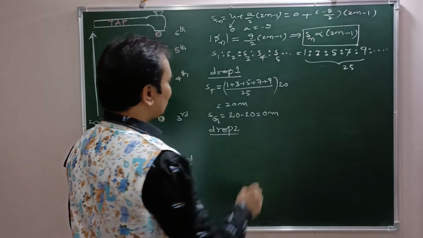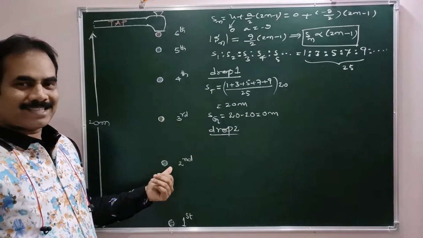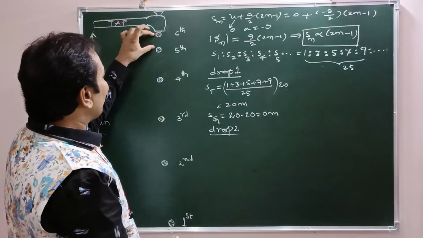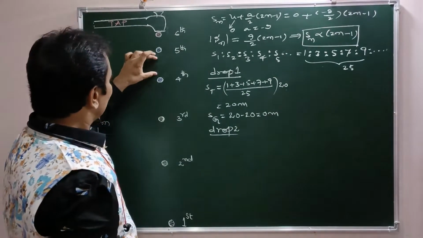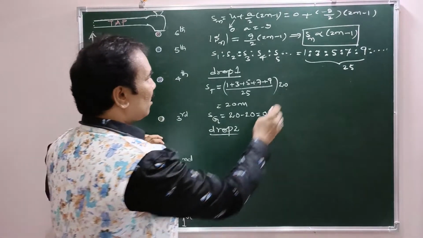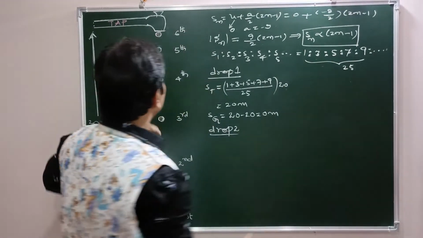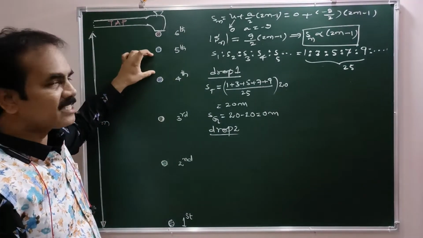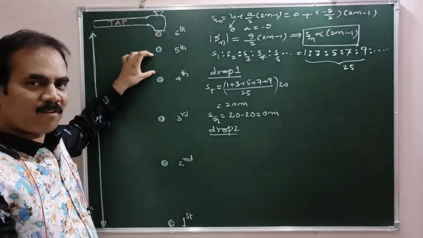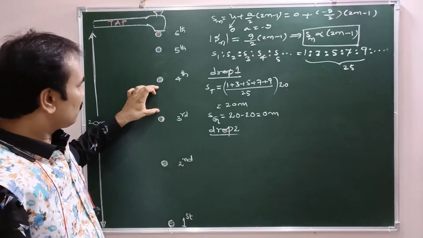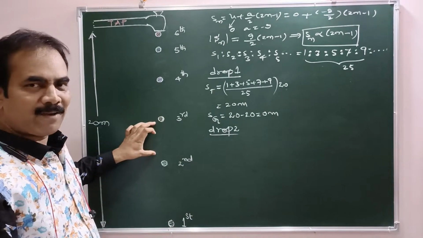Now coming to drop 2, the second drop. See the ratio here. It covers 1 is to 3 is to 5 is to 7. That means in the first t seconds it covers 1 out of 25, in the next t seconds 3 parts out of 25, in the next t seconds 5 parts out of 25, and here 7 out of 25.